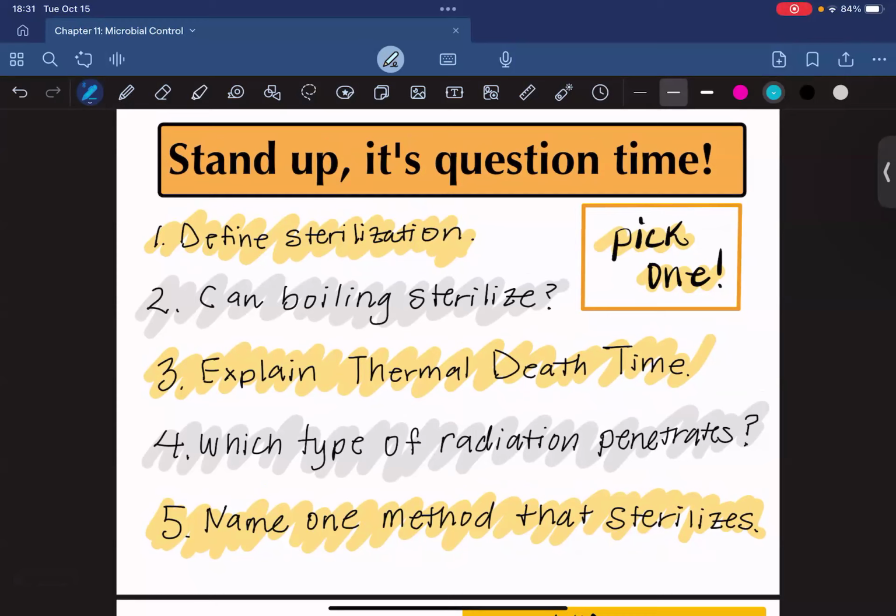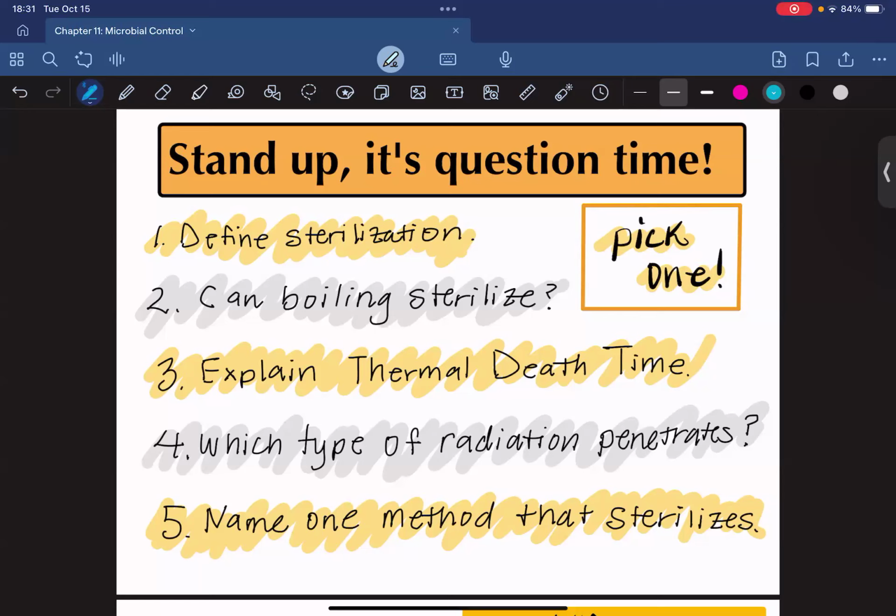So define sterilization: kill everything, right? Can boiling sterilize? You guys remember the answer to that one? Yeah, it cannot. Thermal death time. I'll help you out with this one because this is a term that takes a little bit of time to learn. Thermal death time: you are putting something at X temperature and seeing how long it takes to kill everything. So you're looking at the time. What's the time that it takes?